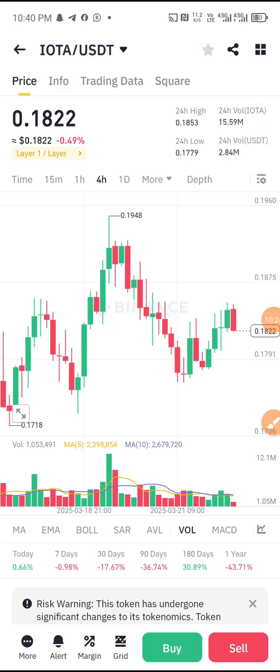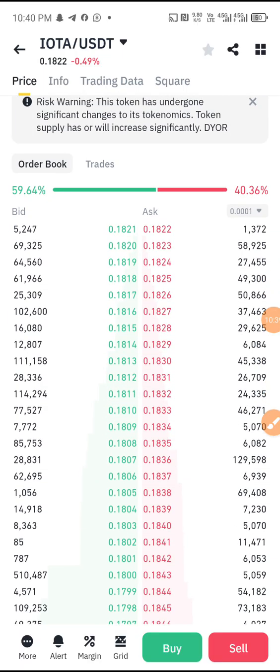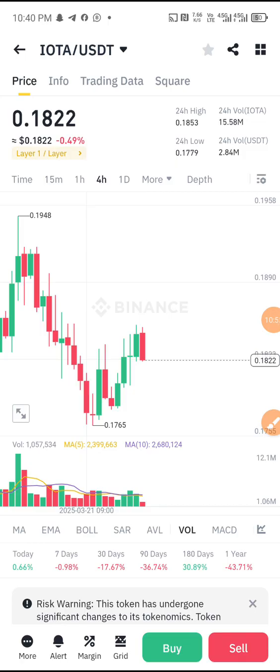No stress about it. You can take a look down here. See its risk: this token has undergone significant changes to its tokenomics. Token supply has or will increase significantly. You can see, though it's risky, you need to do your research properly. As I said earlier, you don't need to buy those ones, but if you see that the market is promising for them, you can still buy. But the essence of this very video is to explain how you can get your trading signals on Binance. Simple.